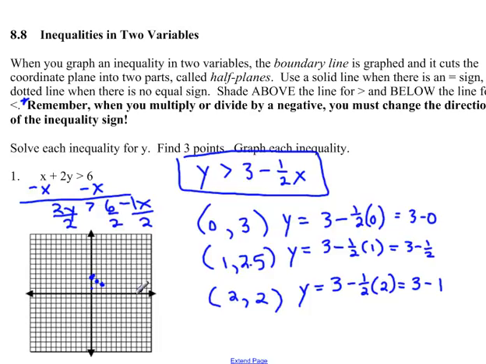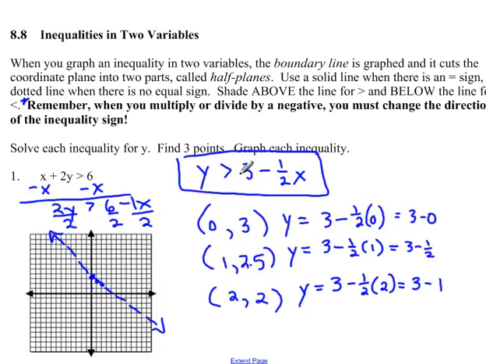What changes now is whether or not I'm going to choose a solid line or a dotted line. So look back to your inequality that you've solved for y. Notice there's no equal sign under there, so this is going to be a dotted line. So dot the line all the way across the graph through those points. Make it a clearly dotted line. And then the last step is to decide, am I going to shade the top of the graph or below the graph? Above the line, below the line.